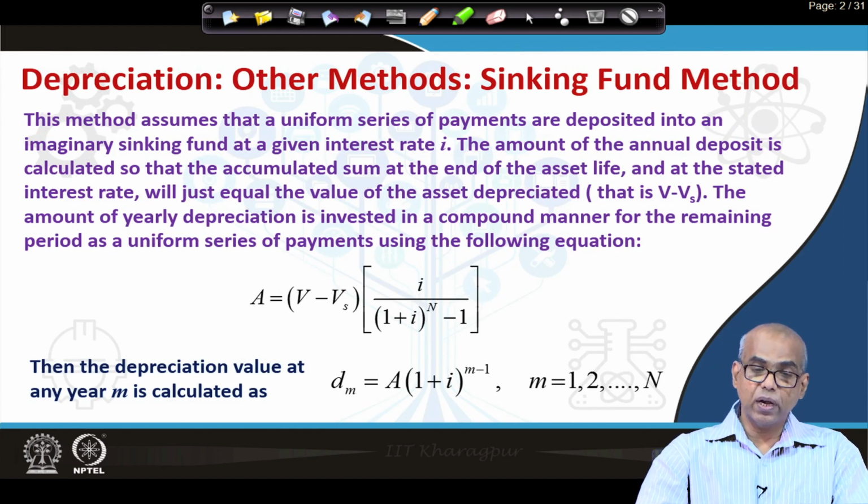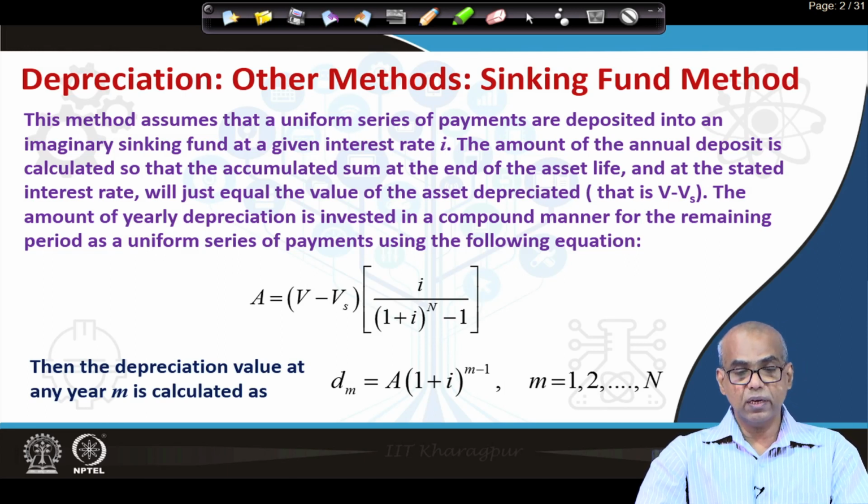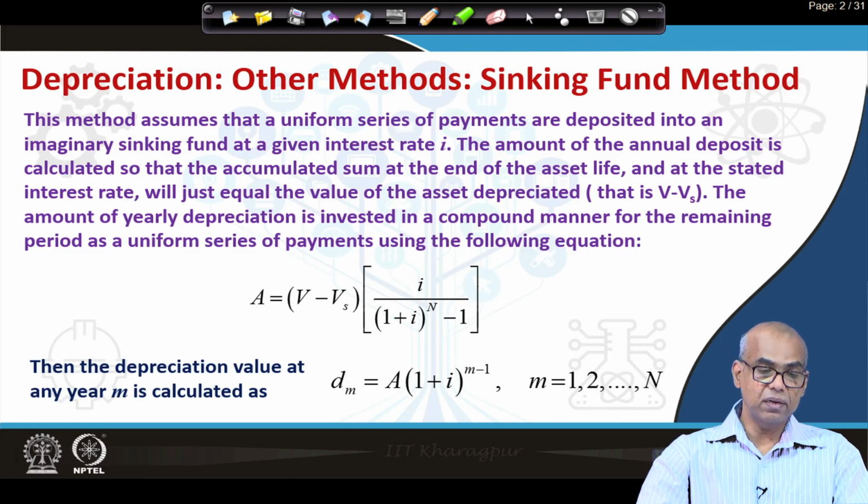Let us briefly talk about another method which is known as the sinking fund method. This method assumes that a uniform series of payments are deposited into an imaginary sinking fund at a given interest rate i. The amount of the annual deposit is calculated so that the accumulated sum at the end of the asset life and at the stated interest rate will just equal the value of the asset depreciated, that is V minus Vs. The amount of yearly depreciation is invested in a compound manner for the remaining period as a uniform series of payments using the following equation, and this equation you are familiar with.